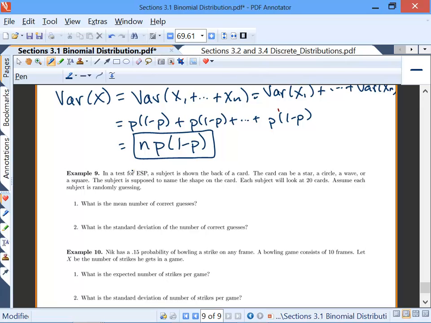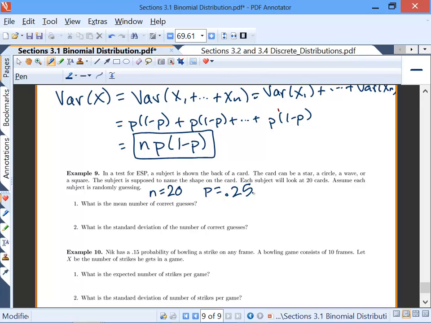So does this sound binomial? We know they look at 20 cards. Okay, each card guess can be correct or not correct. They should be independent of each other since they're randomly guessing. And the probability of being correct if you're randomly guessing is going to be 0.25.